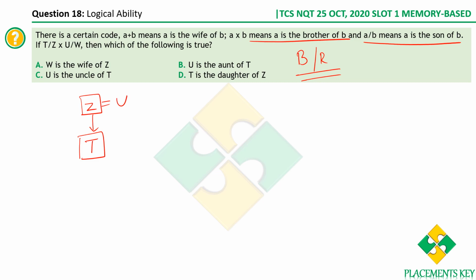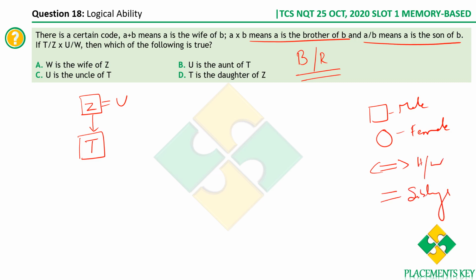Okay, so what are the standard symbols that I follow? This is for males, this is for females, this is for husband-wife relationship, this is for siblings relationship, and this is for the next generation. That's the standard convention that I usually follow. Okay, Z into U. So Z is a brother, siblings, right? So Z equals U. Then U divided by W. So U is the son of W. That's what we have.